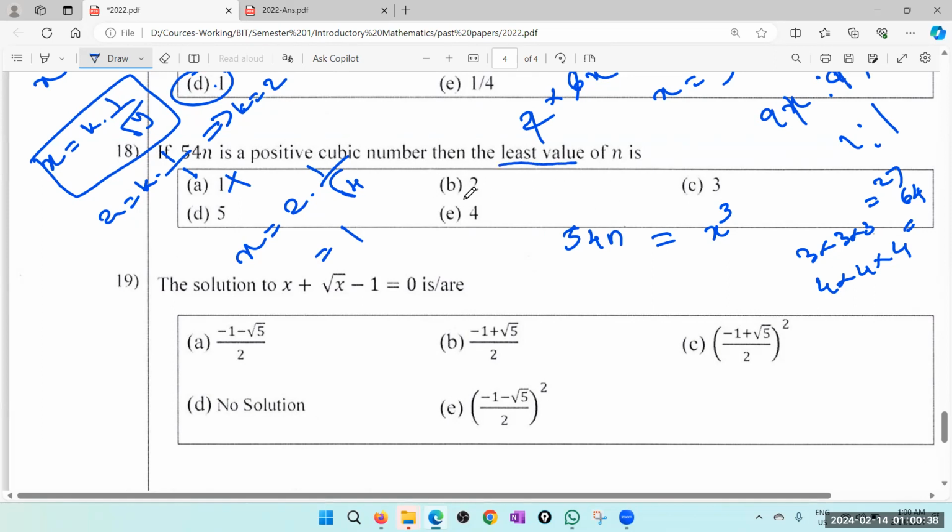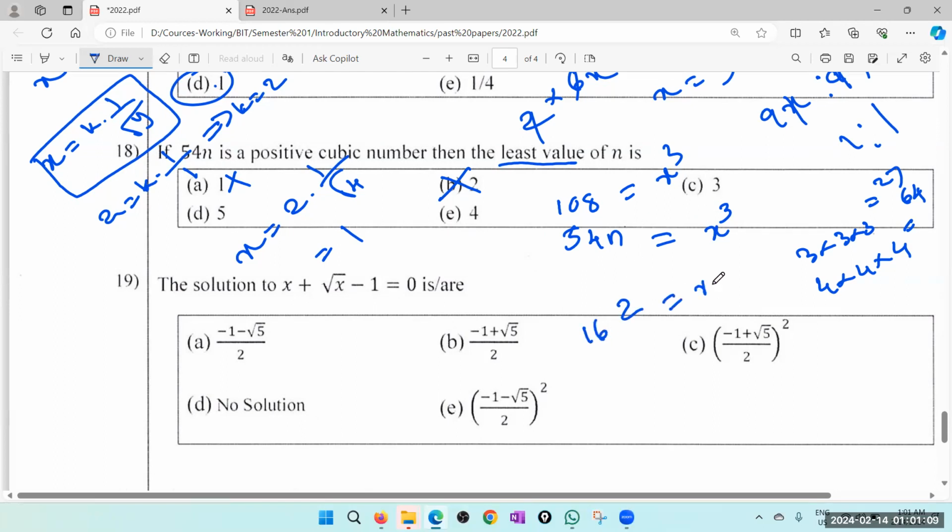If this is 2, 54 into 2 is 108. Is 108 a cube? Remember 5 to the power 3 is 125 and 4 to the power 3 is 64. No, therefore it can't be 2, because it's not 4 or 5. Then might be 3. 54 into 3: 4 into 3 is 12, 1; 5 into 3 is 15, 162.